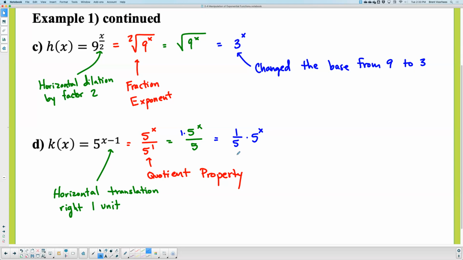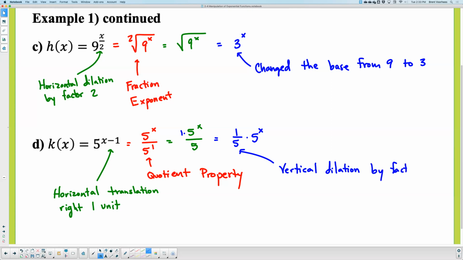Am I changing x's or am I changing y's? Y, it's on the outside. I'm now changing y, so I would not call this horizontal. I would now call this vertical. When you multiply, is that a translation, dilation, or reflection? Multiplication and division are dilations. This is a vertical dilation by factor.